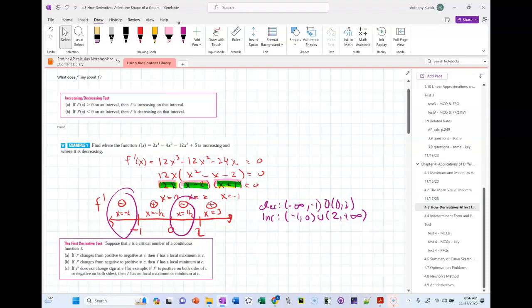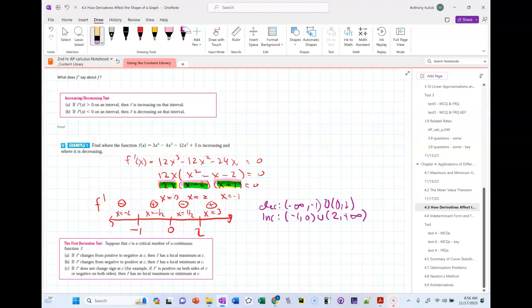Does that feel all right? It was the same kind of method we used to solve a polynomial inequality way back in pre-calc. Looks like the same method. It is the exact same method, because all we're really doing is taking the derivative and then solving a polynomial inequality in this problem.